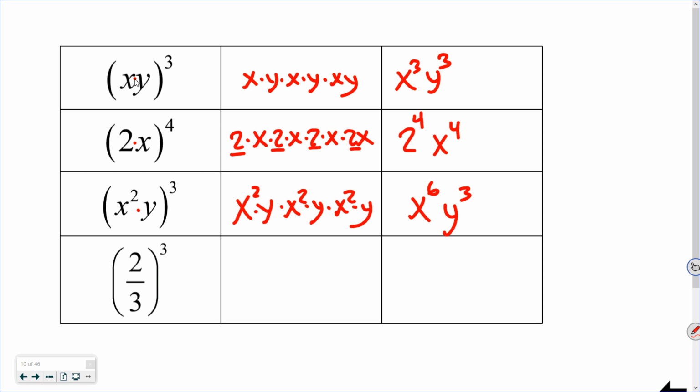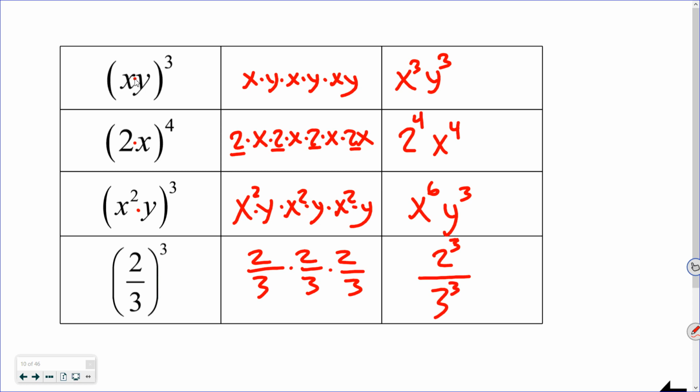This last example, we're dividing. So if I have 2 over 3 times 2 over 3 times 2 over 3. So remember, we just multiply the top together and the bottom together. Let's keep it written as a single base to the power. So this would be 2 on top to the 3rd power. There's 3 of them, and 3 to the 3rd power.